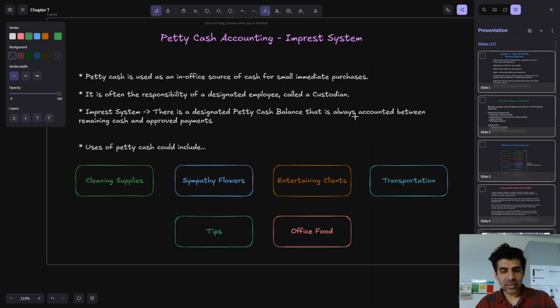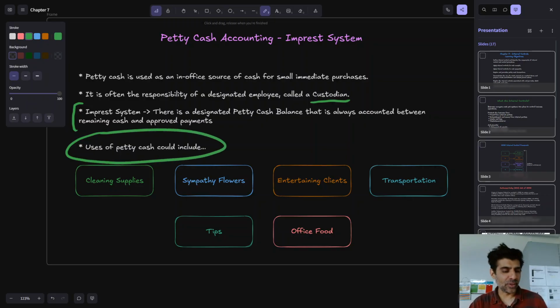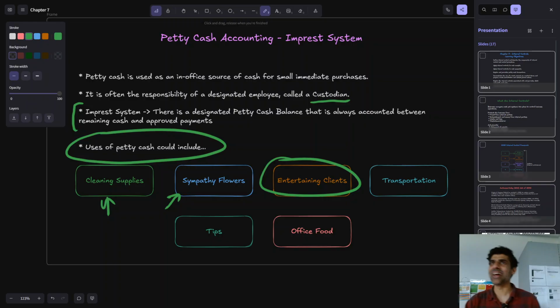There's usually some employee who keeps track of it, called a custodian, and it's accounted for using an imprest system. It's basically a system that tracks the amount that's in the petty cash account and the expenses, and makes sure that the total amount is always accounted for. We'll see how this works in a second. So what are some uses? Again, a company credit card is probably more likely for all this, but things like cleaning supplies, buying flowers for someone if a family member died, or entertaining clients. Why you would need cash is unclear, depending on what kind of entertainment is going on.